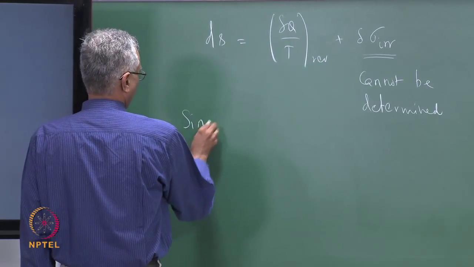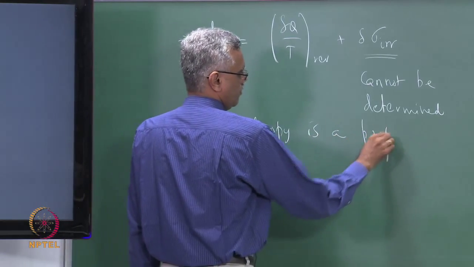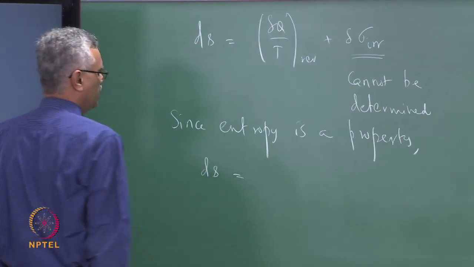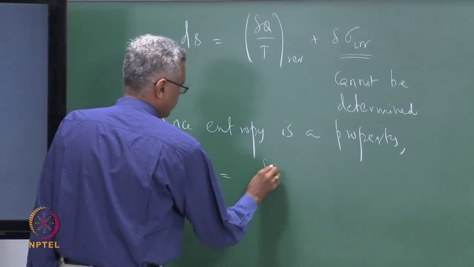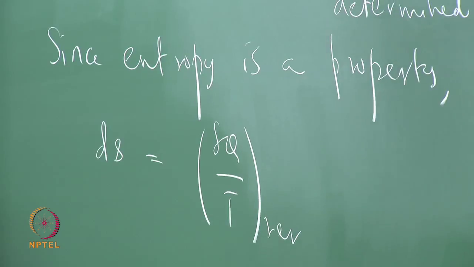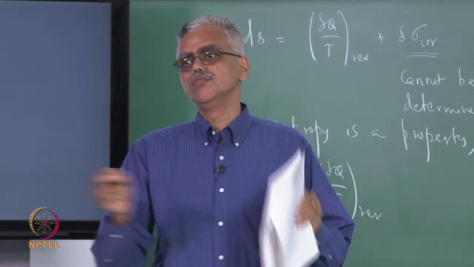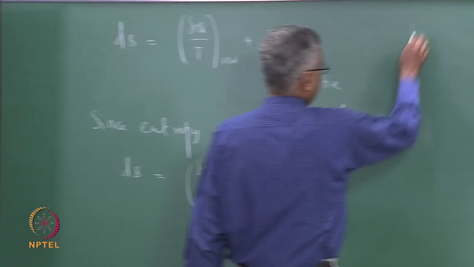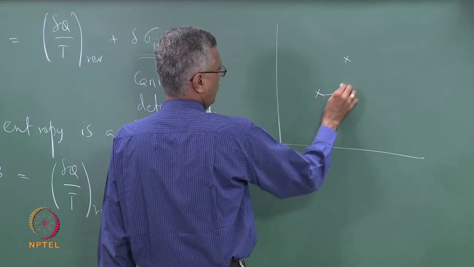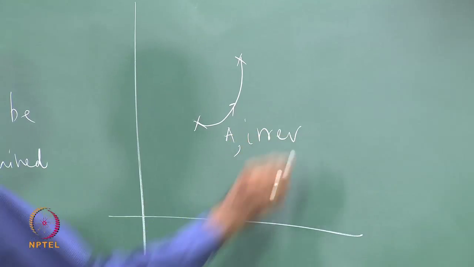Since entropy is a property, entropy change between any two states or any two infinitesimally separated states can be calculated just by assuming that there exists a reversible process which connects the two states. Because entropy is a property, let's say I want to calculate the entropy change as a result of an irreversible process, but I can always imagine a reversible process that connects the two. Let's say this is one state, this is another state, and I want to calculate entropy change as a result of process A, which is an irreversible process.